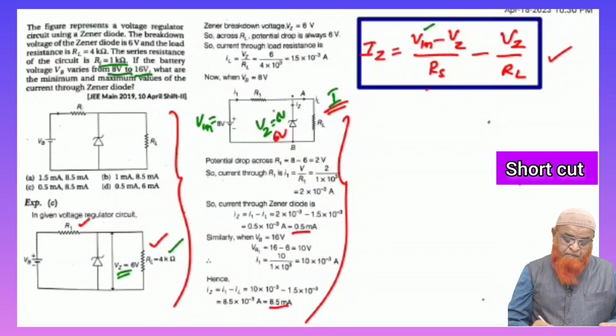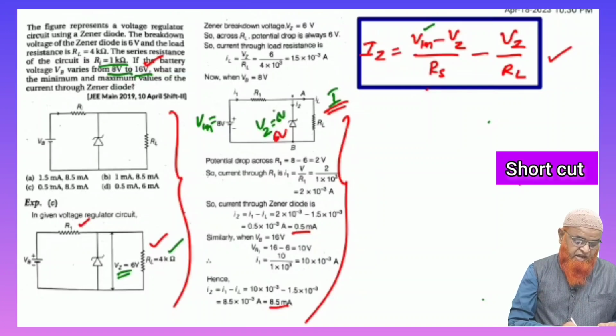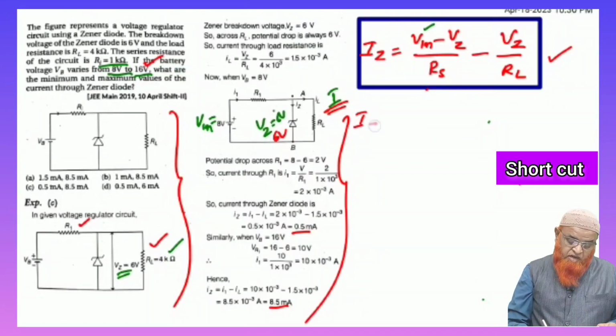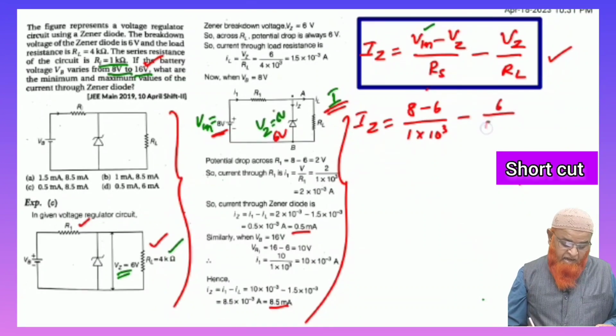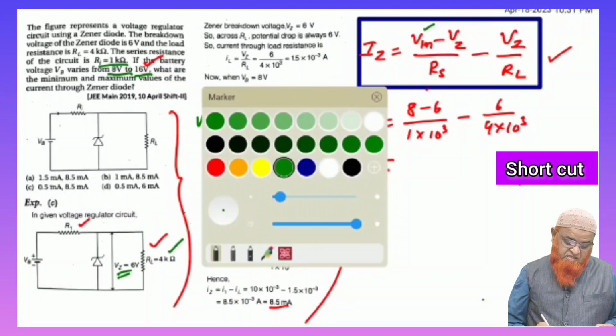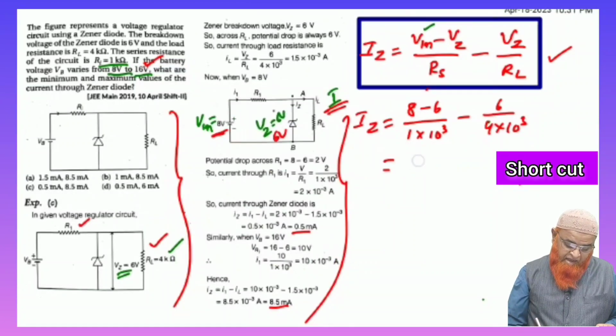Here if you observe, the input varies from 8 volts to 16 volts in the problem. So in the first case, Iz is equal to Vin, which is 8 volts, minus Vz, where Vz is 6, divided by Rs. What is Rs here? The series resistance which is given, 1 milliampere, 1 into 10 power 3. Then minus Vz by RL, that is 6 by RL, where RL is 4 kilo ohm, so 4 into 10 power 3. If you substitute in this, directly we get the answer as 0.5 milliamperes.